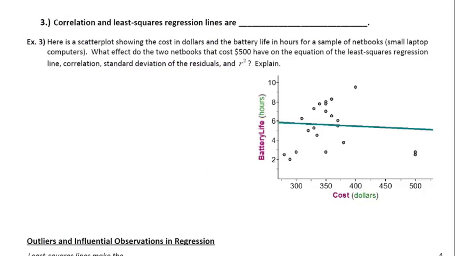So our third key here: correlation and least squares regression lines, aka LSRLs, are not resistant, which means they could be influenced by outliers. So look at this example 3. It says here's a scatter plot showing the cost in dollars and the battery life in hours for a sample of netbooks, which are small laptop computers. What effect do the 2 netbooks that cost $500 have on the equation of the least squares regression line, correlation, standard deviation of the residuals, and R squared?